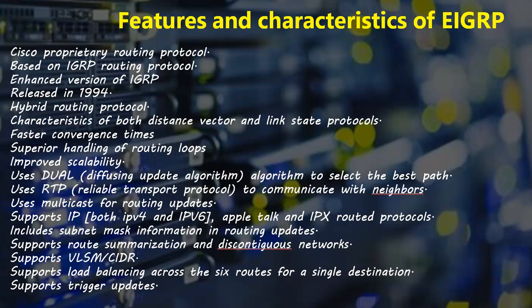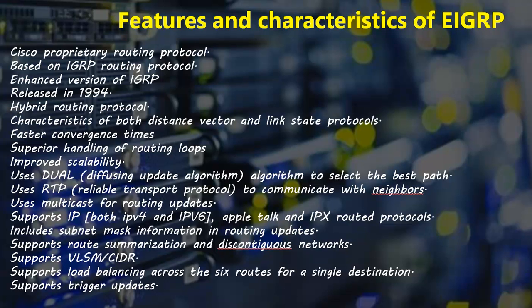So in simple terms, a network is considered a contiguous network when a host of the network can access any part of the same network without going outside the network. But in a discontiguous network, it will go outside the network and the other part of the network will be accessed. Discontiguous networks can be handled very effectively by using EIGRP, and EIGRP also supports VLSM, variable length subnet mask, that is CIDR, and it has a very effective load balancing system, and supports triggered updates.